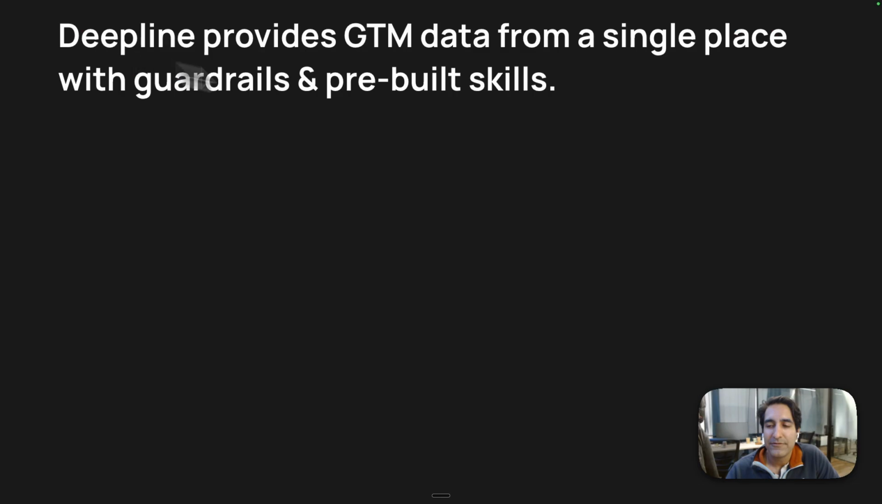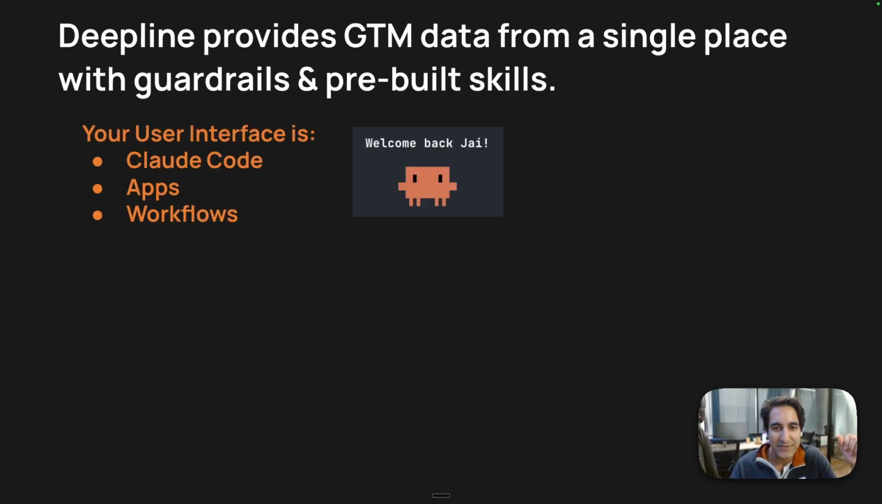Perfect. So just to wrap it up, what is Deepline? We provide go-to-market data from a single place with guardrails and pre-built skills for go-to-market teams. Your interface is going to be Claude Code, AI apps, workflow tools. We're not going to be the interface that you log into every day. We just make sure that go-to-market data, accurate, up-to-date, is always available to anywhere that you're doing your work.